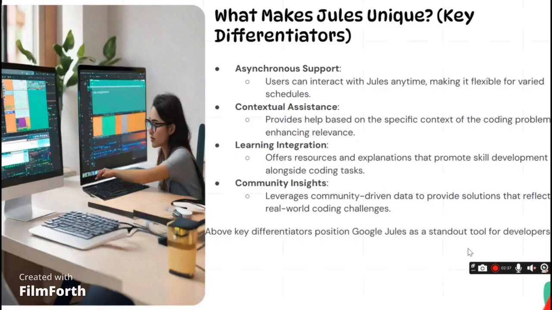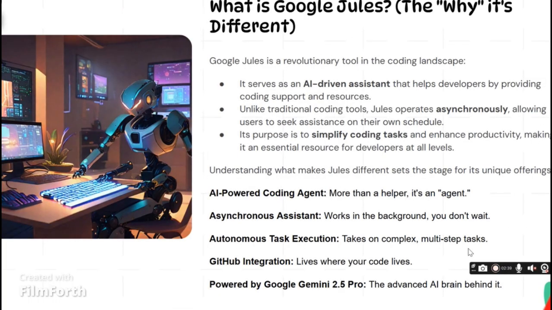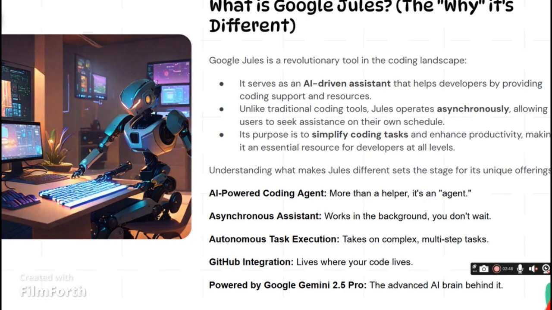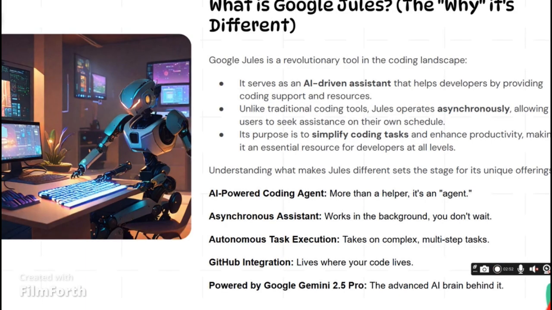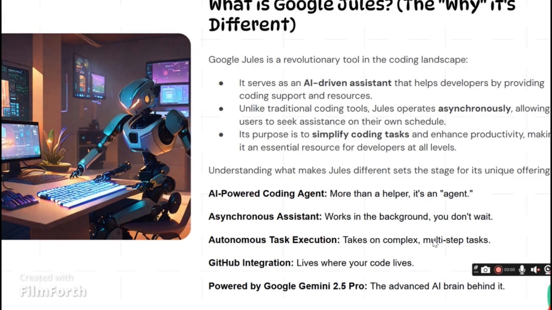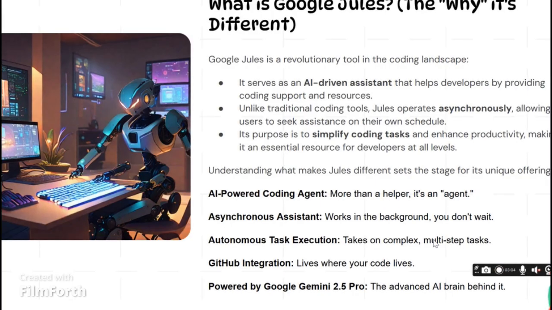So first we will check what is Google Jules. As I explained, this is asynchronous. It is allowed to do the work asynchronously, and its purpose is to simplify coding tasks and enhance productivity, making it an essential resource for developers at all levels. So this is an AI powered coding agent, but more than an agent, because its main feature is that it is an asynchronous assistant.